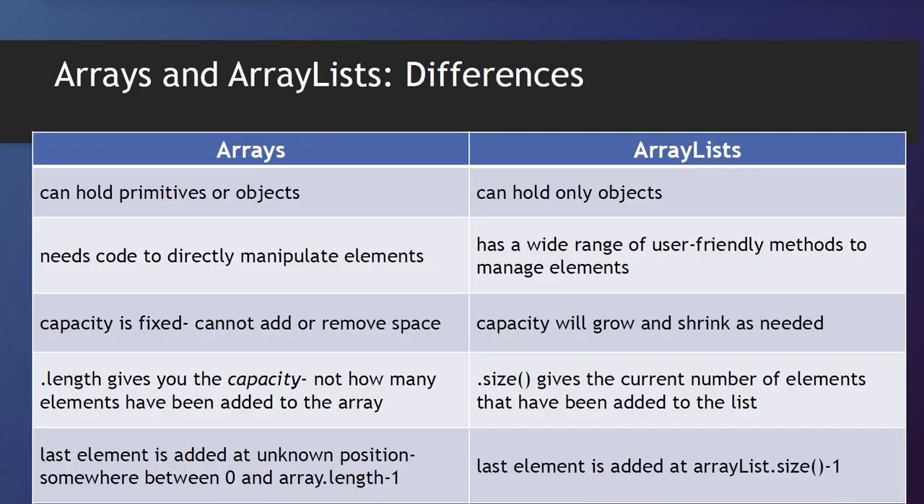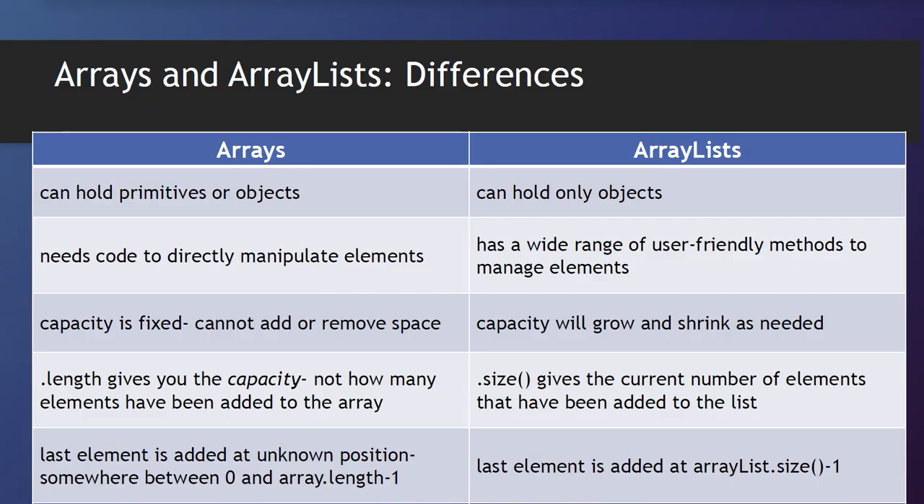Of course, there are differences between arrays and ArrayLists too. Arrays are built into the Java language, while ArrayLists are a class. Arrays can hold primitives or objects, and ArrayLists can only hold objects. One major difference is that you need to directly write code to manipulate an array. For example, to remove an element from the middle, you'd have to write the shifting code yourself.